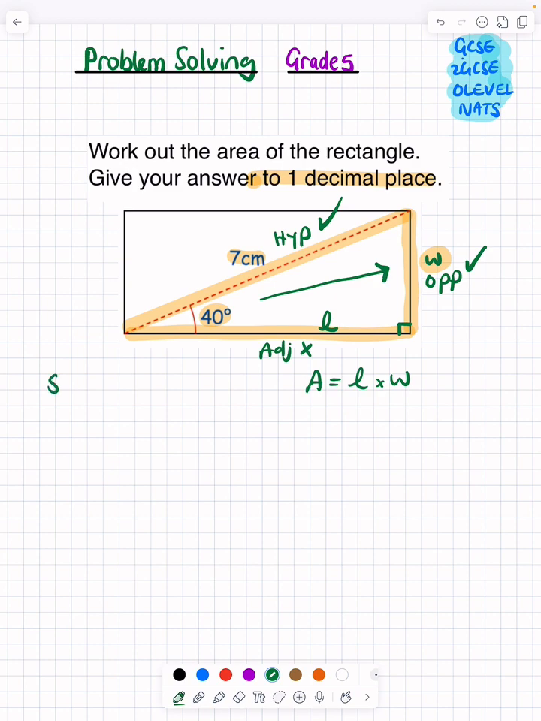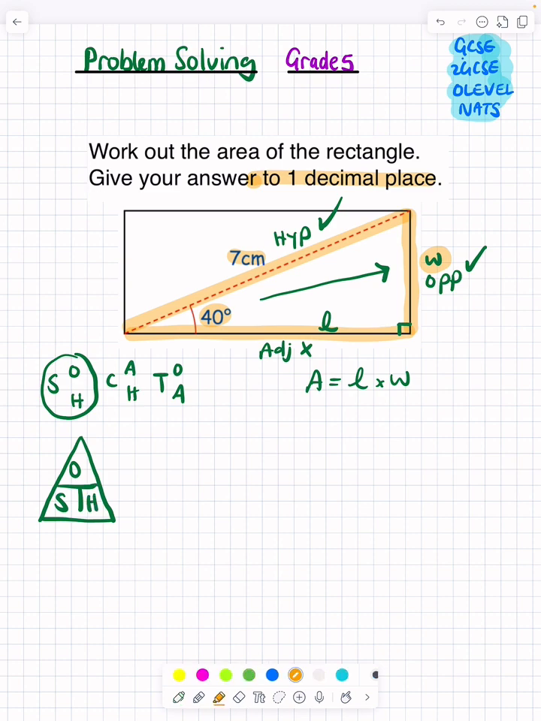So looking at your three formulas, we've got SOH CAH TOA, three trigonometry formulas. Now the formula which links together opposite and hypotenuse is this formula over here. Now if you put this into a triangle, we are looking for the opposite, so that means opposite will equal sine of the angle times by the hypotenuse. So let's write this down. So opposite equals sine of 40 times by the hypotenuse, which is 7.